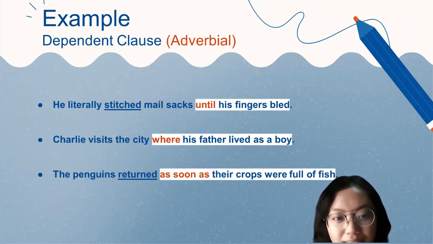Meanwhile, the third sentence says, the penguins returned as soon as their crops were full of fish. The words their crops were full of fish act as an indication of when the penguins would return. So the dependent clause is as soon as their crops were full of fish. The use of the conjunction as soon as shows that this dependent adverbial clause is an adverb of frequency.